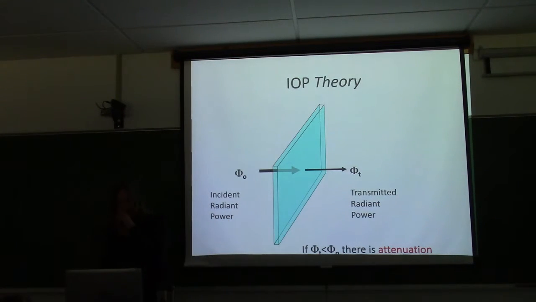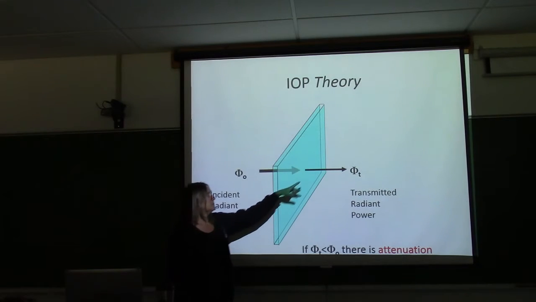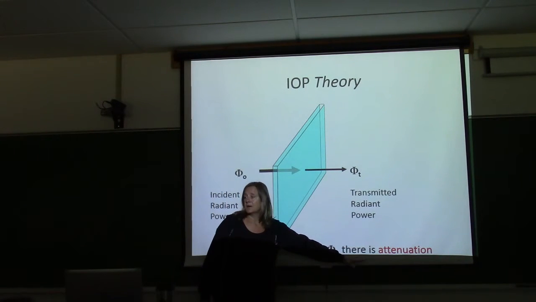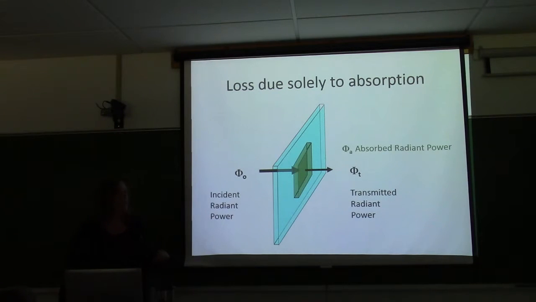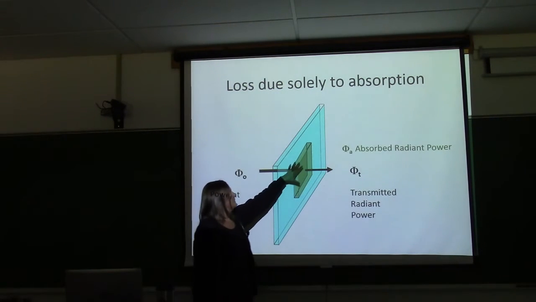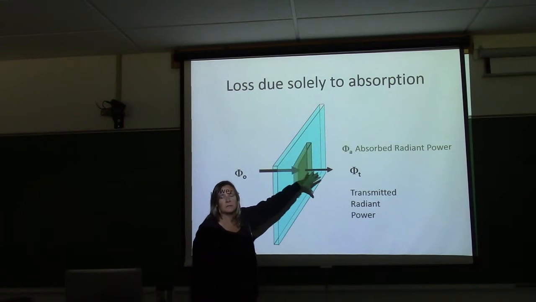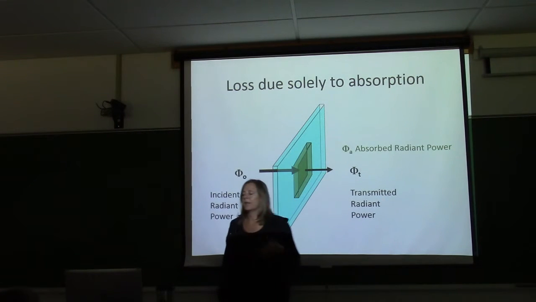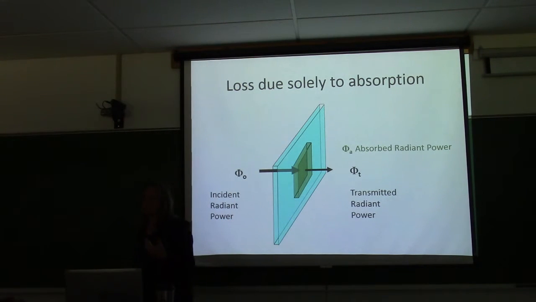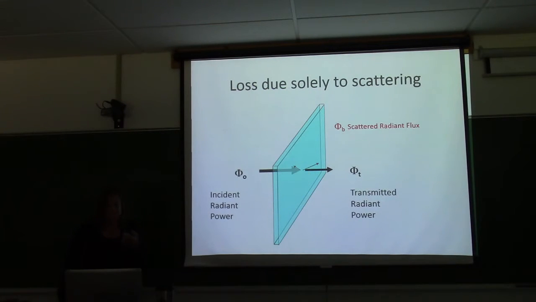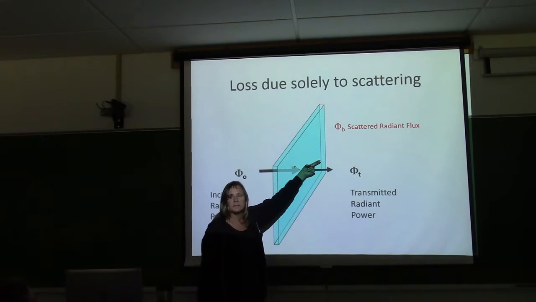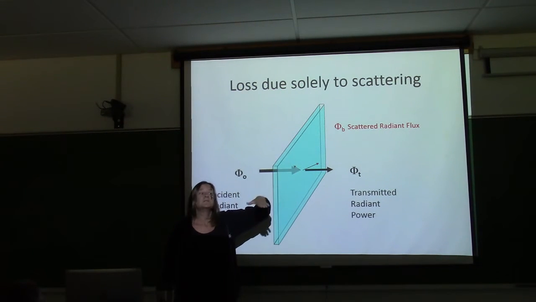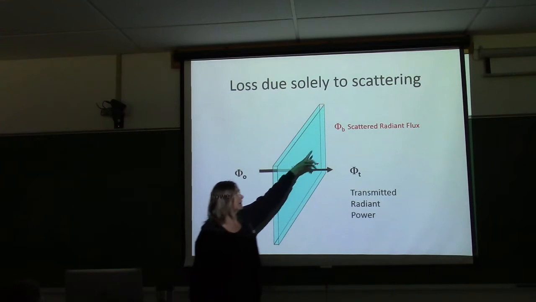Okay. Now, if the transmitted is less than the incident, then you say you have attenuation, and you've lost some fraction of the power through that layer. If you had lost it due to absorption, we can call this the absorbed radiant power. That's the amount that you lost due to the process of absorption. If instead some of that radiant power was redirected due to scattering, we haven't lost it, we've just redirected it. We can call that scattered.